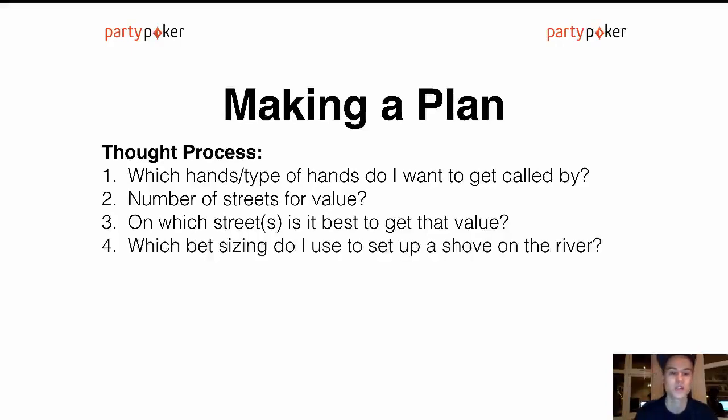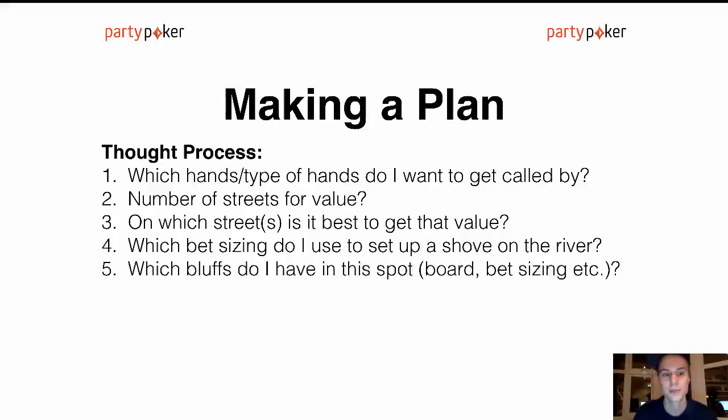The next question to ask yourself is, which bet sizing do I use to set up the river shove? This is if you're going for 3 streets of value. Usually, when you find yourself on the turn, you need to think, how big should I bet to have less than a pot bet left for the river? Because you don't want to have a bet left that is bigger than the pot, because it can scare your opponent enough to make him fold a marginal hand.